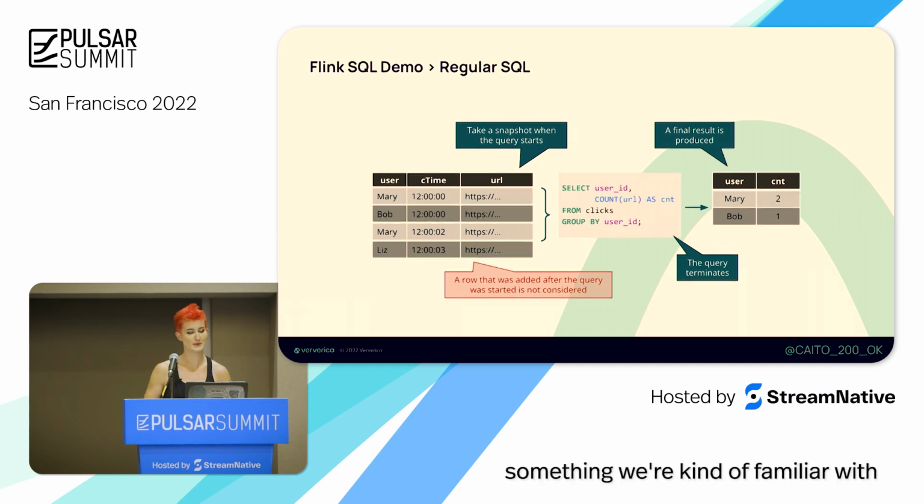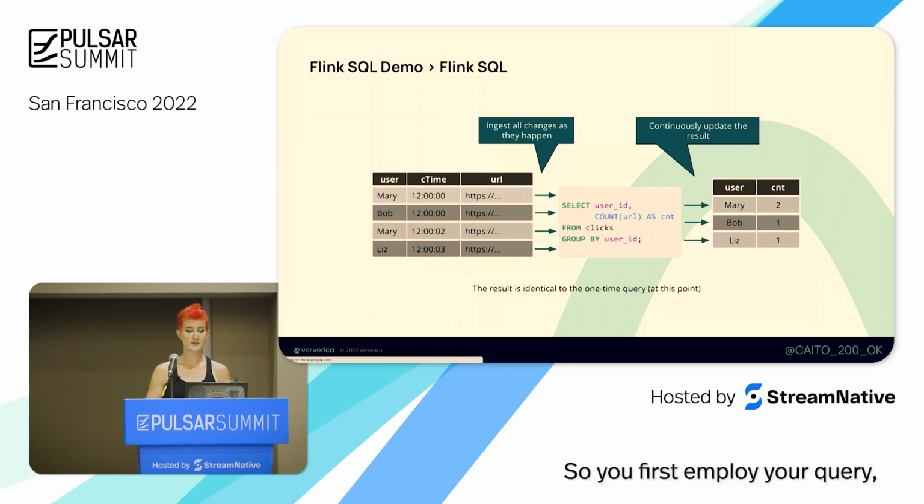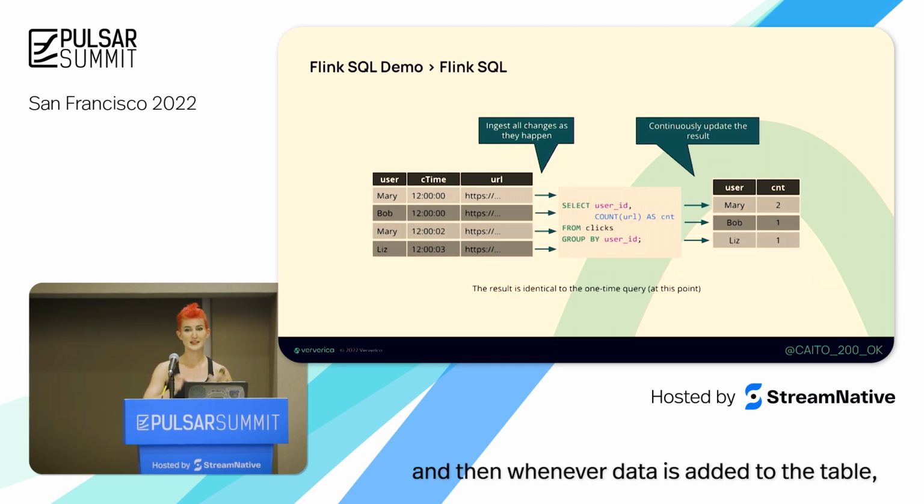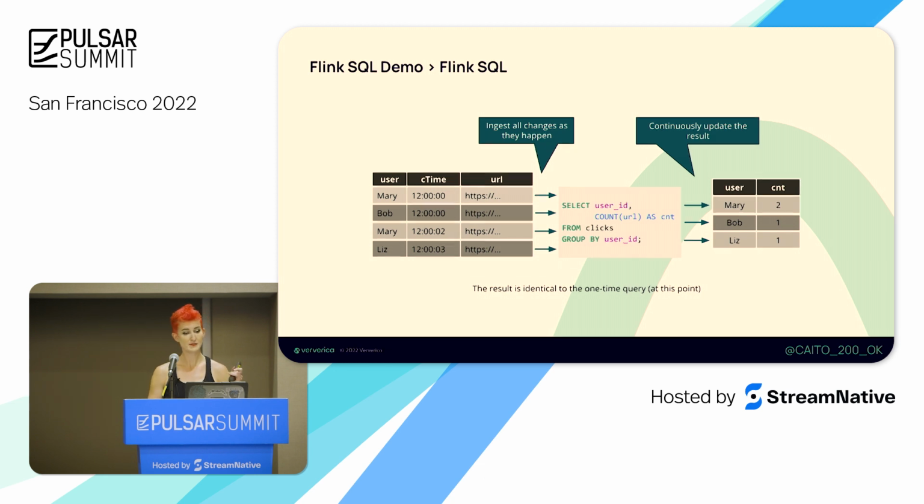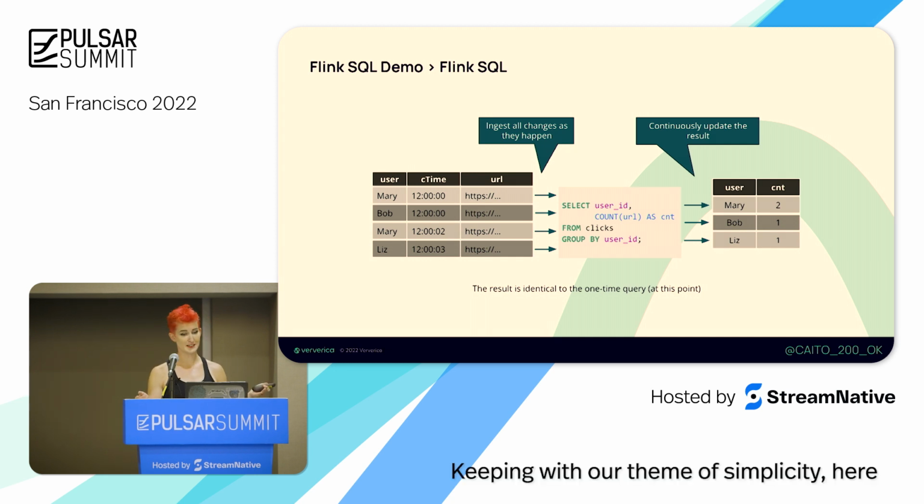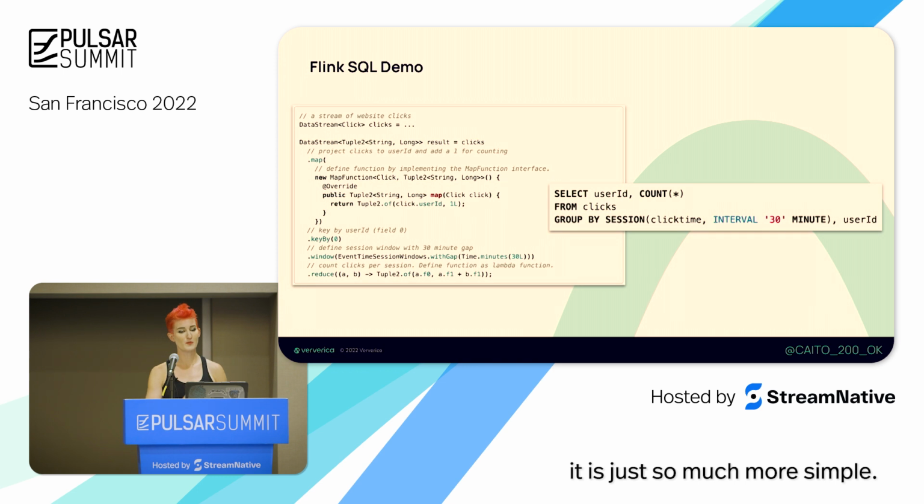So this is all probably something we're kind of familiar with if we've looked a bit under the hood at SQL before. In streaming SQL, the query is continuous, just like streaming. So you first deploy your query, and then whenever data is added to the table, the changes are continuously ingested and results are continuously updated. The query keeps running and never finishes until you actually cancel the job. So quite a bit different under the hood. Keeping with our theme of simplicity here, it is just so much more simple.